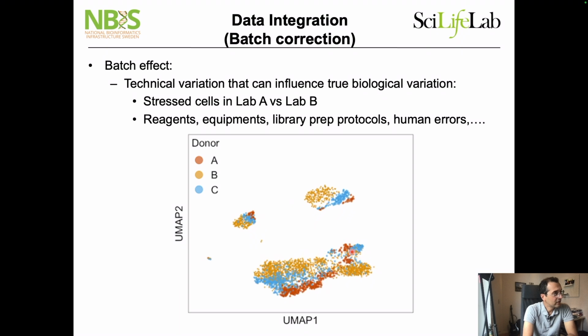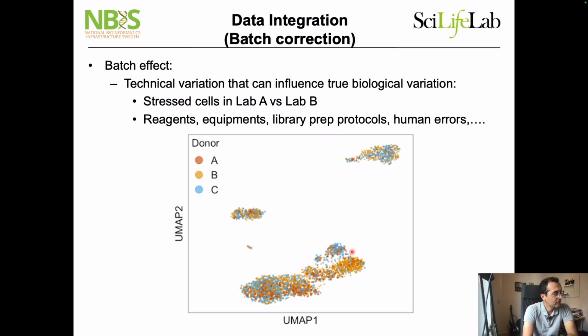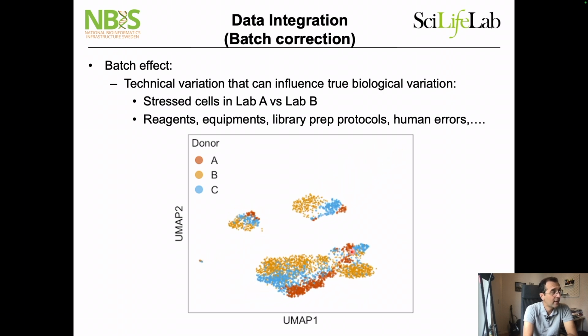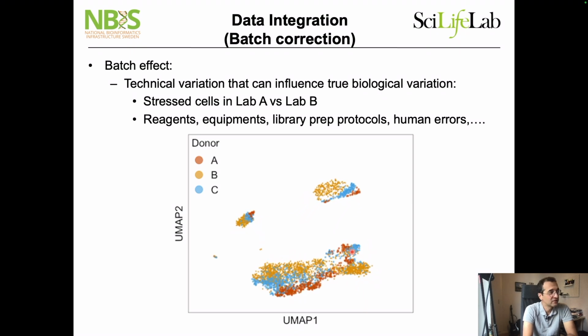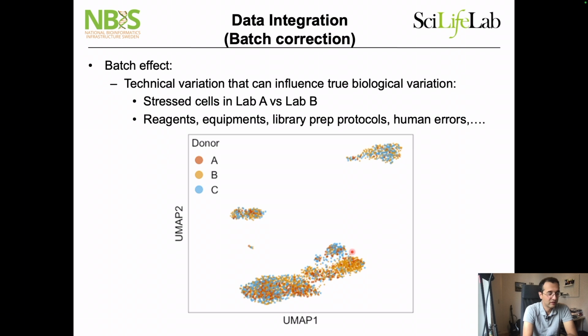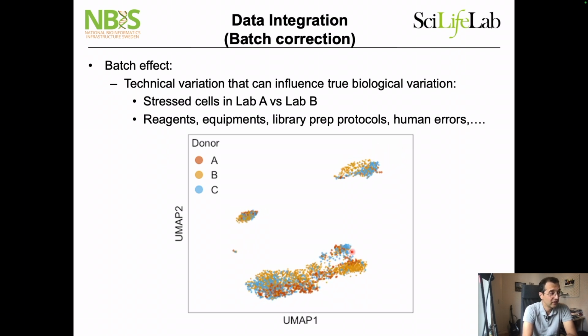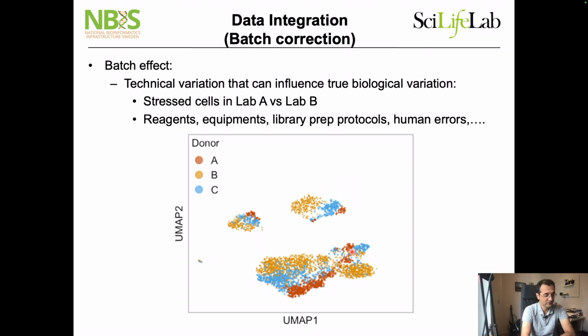In technical variation, we have, for example, it can route into storing cells in different labs. We may have human errors, the library prep protocols, and etc. They can contribute to the technical differentiation that we see in cases like this animation.